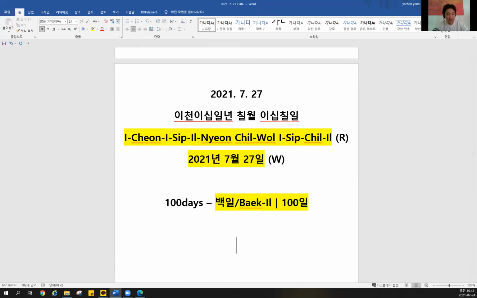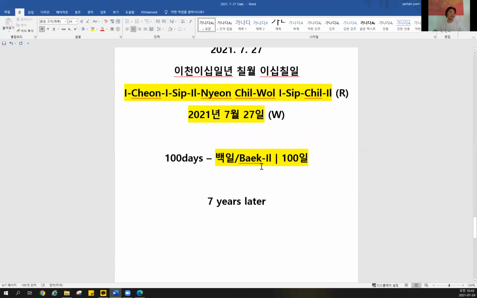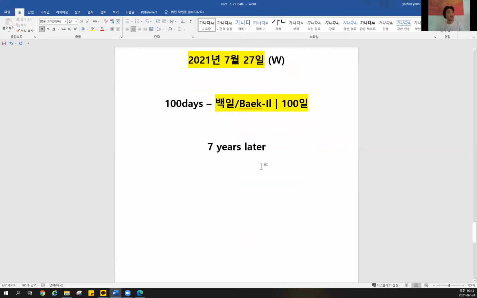That was the tip for the date, before the couple. Next one. This one, guys. 7 years later. How can you say it, guys? 7 years later. We learned this one. 7 is what? 7.